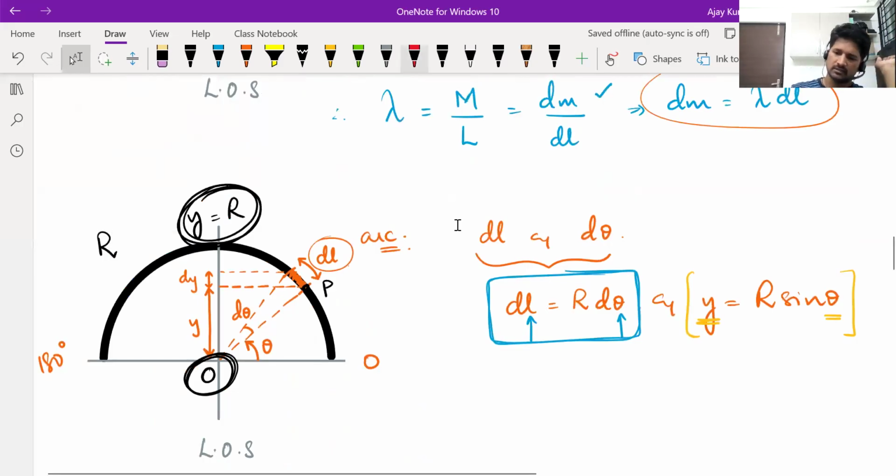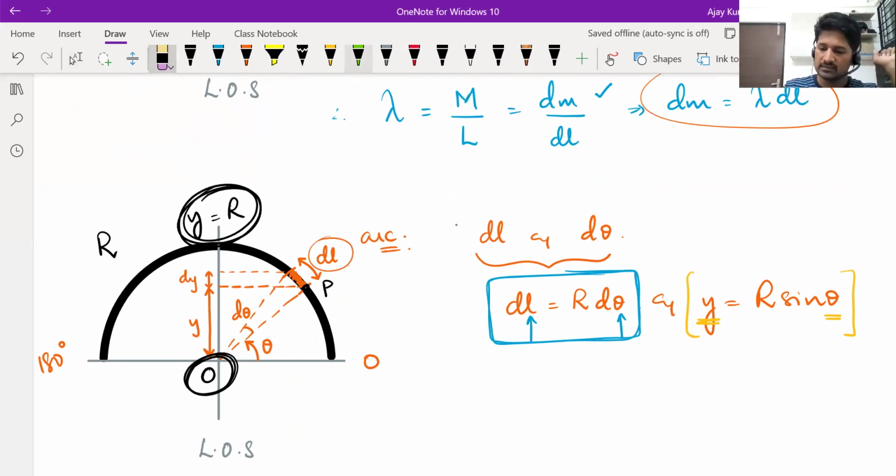What I suggest you do is, same diagram, assume theta is the angle made with the y-axis, not the x-axis. Take this angle as theta. Then what will y become? Y will become r cos theta this time. And the limits will change. For this element, theta will be 90 degrees. For this last element, wait, clockwise angles are negative, anti-clockwise angles positive. So the right side extreme is minus 90 degrees, left side extreme is plus 90 degrees. Those will be the limits this time.